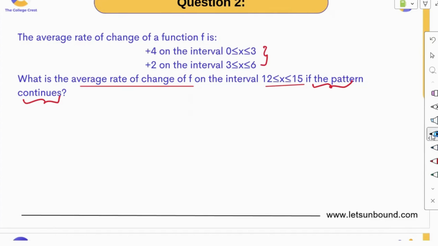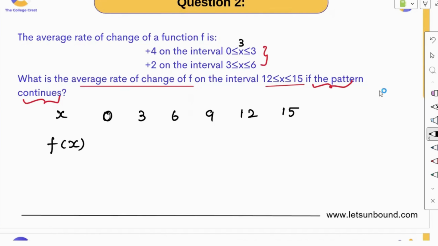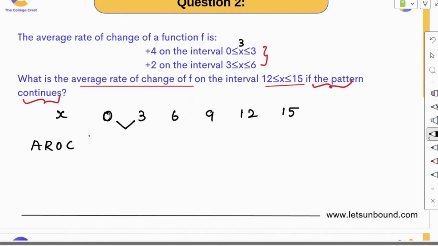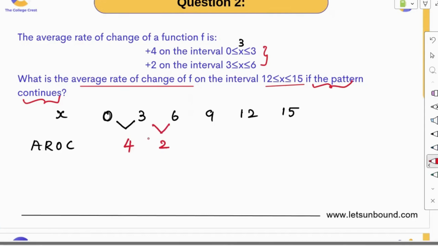Okay. Let's make a table. Let's make 0 to 3, then 3 to 6, 6 to 9, 9 to 12, 12 to 15. Because I can see clearly the width of the interval is 3, that's why I continued this way. So you should make sure the length of the interval is the same. Now, f of x we don't know, but the average change we know, AROC. So you write AROC, the average rate of change between 0 and 3 is 4, 3 to 6 is 2. And they say this pattern continues.